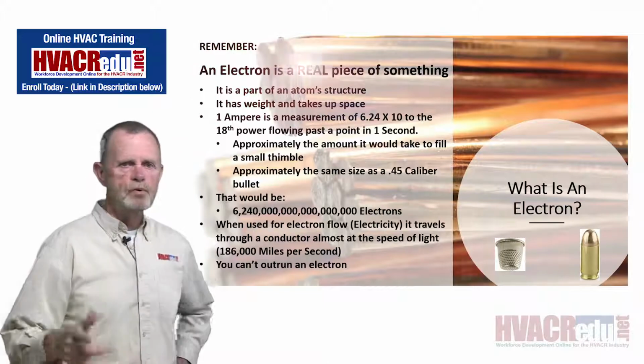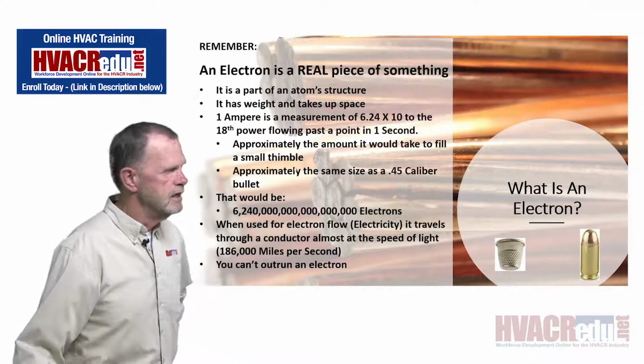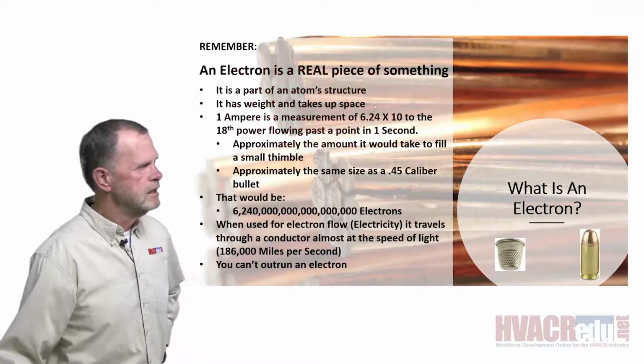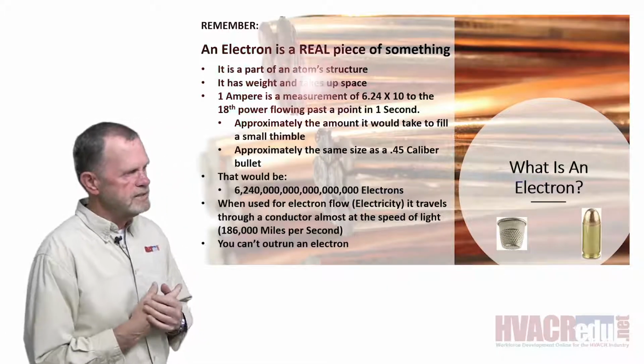An electron is a real piece of something, and it is part of an atom structure. It has weight, takes up space. And back to this part of an atom structure, electrons are a part of every atomic structure. Every one of them has electrons in the outer orbit. Otherwise, it wouldn't be an atom. All right? It just happens that copper and other good conductor materials have that free electron. Okay? That's the big deal there.